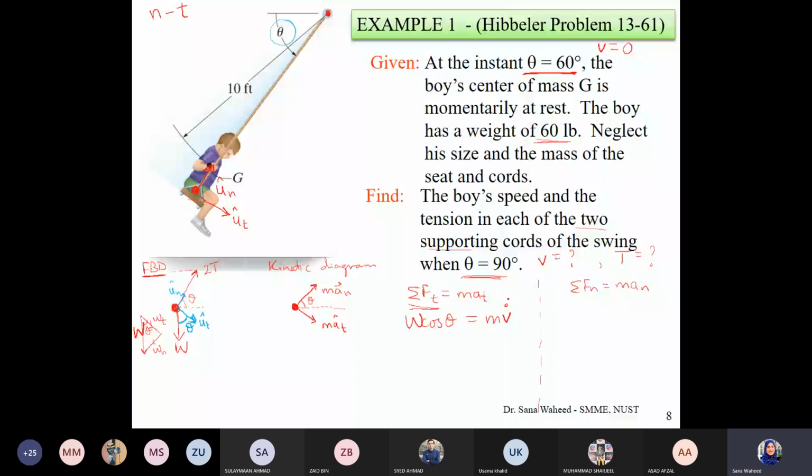Now, let me also write down that W is mg. M and M cancel out and I am left with my V dot, or my dV by dt, is equal to g cos theta. ठीक है. Okay, so this is useful. I've got some headway. Now let's think.